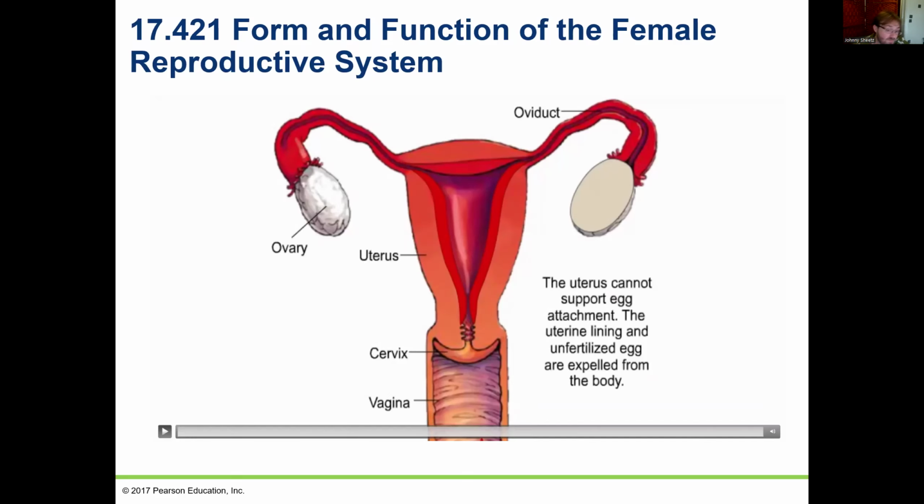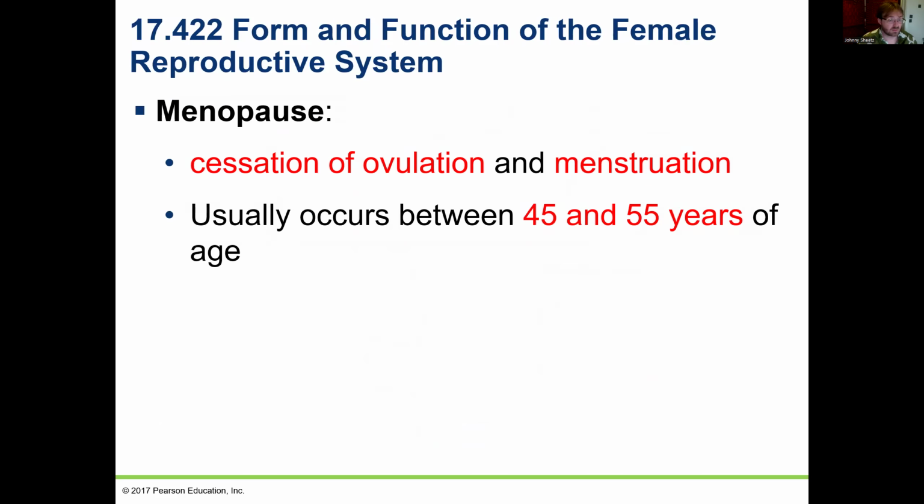Alrighty, so yeah, that is the full reproductive cycle. Now, menopause, the cessation of ovulation and menstruation, usually occurs between the ages of 45 and 55 years of age. This is going to be very variable between individuals, and there are a couple other factors that you have to consider.